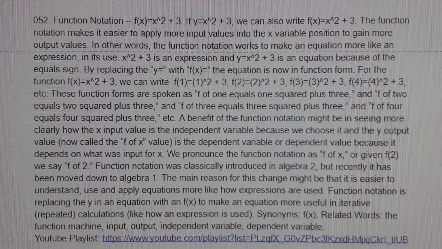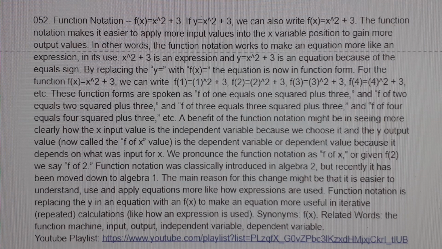Function notation was classically introduced in Algebra 2, but recently it has been moved down to Algebra 1. The main reason for this change might be that it is easier to understand, use, and apply equations more like how expressions are used.